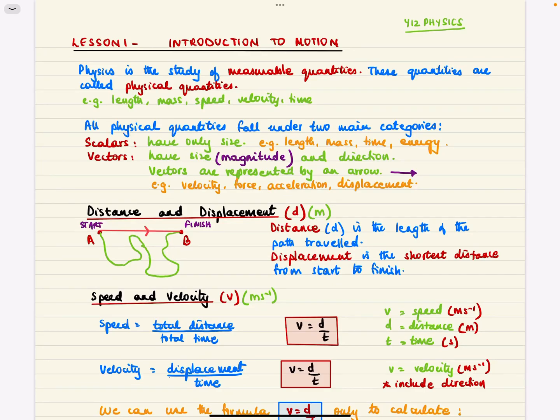Asked to put my notes up for people to see. So this is lesson 1, Introduction to Motion for Year 12 Physics.